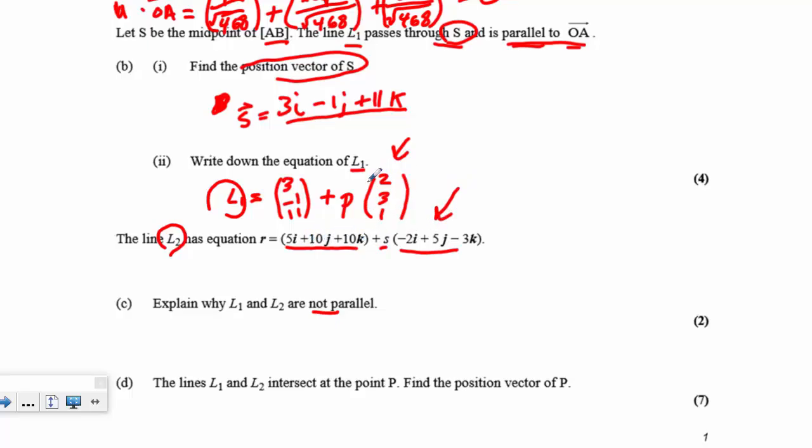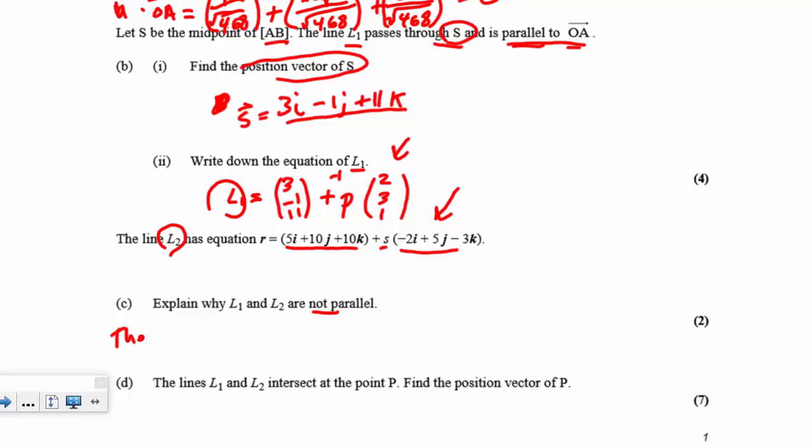Okay, so I take a look at this first number 2, and I ask, what do I multiply 2 by to get this negative 2 over here? That means P would actually have to be negative 1. So negative 1 times 2 is negative 2. But negative 1 times 3 is not 5. It's actually negative 3. So these obviously are not scalar multiples. As a result, here's the explanation of why these two lines are not parallel.